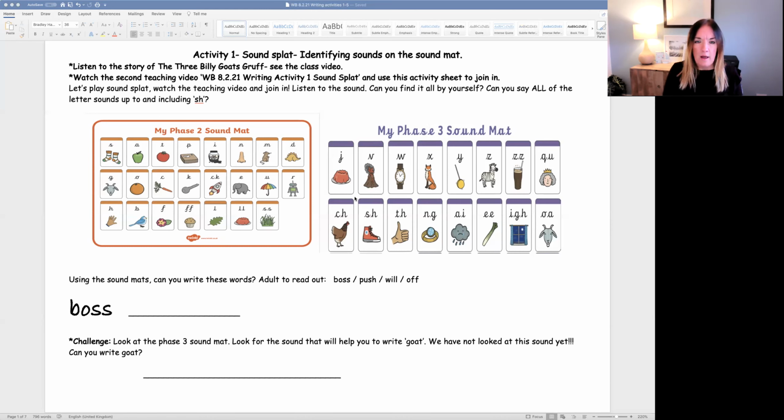Now, our sound mats are really important when we're trying to build words. Remember that we say the word into our hands so we can feel all the sounds, then we sound it out, and we use our sound mats to help us to sound out the words. So, I wondered if we could spell some words together.